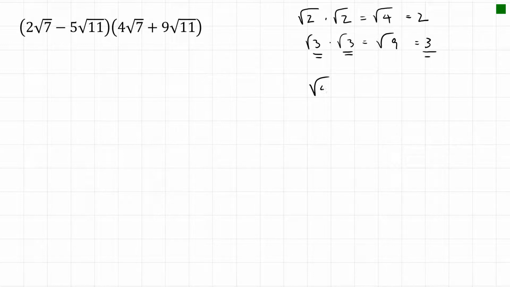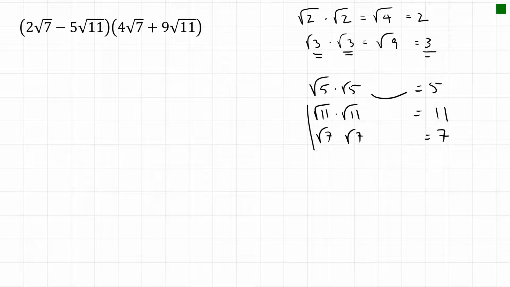So if I go the square root of 5 times the square root of 5, I can skip this middle step and I know it's going to equal 5. And in this problem, there's going to be square root of 11 times the square root of 11, which is going to equal 11. And the square root of 7 times the square root of 7 is also going to equal 7. So if I use this rule, it'll save me a little bit of writing.